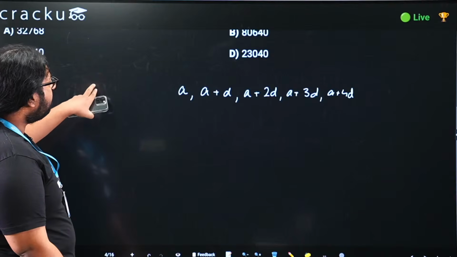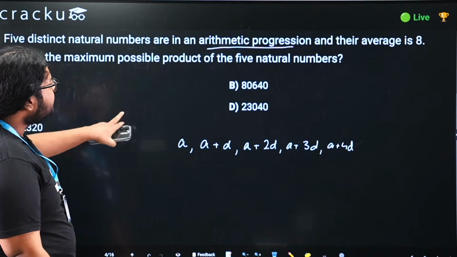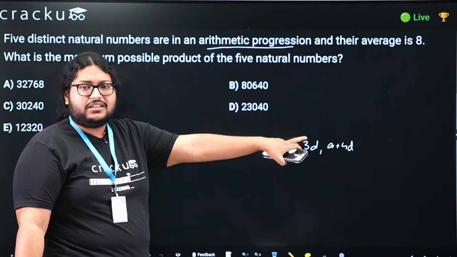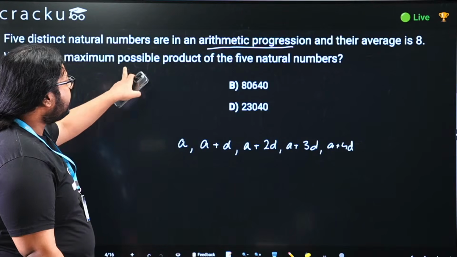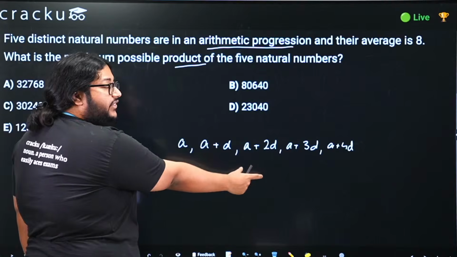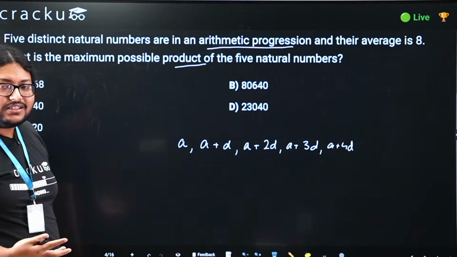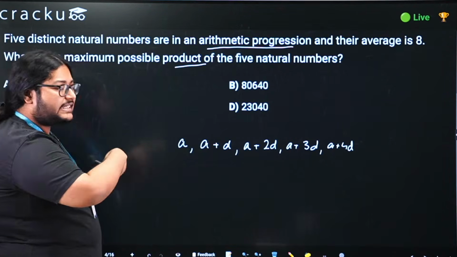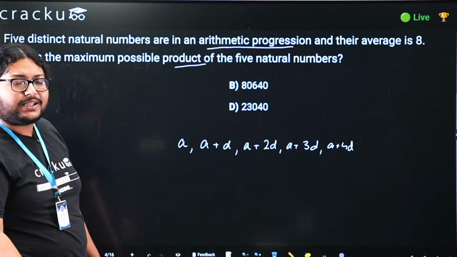But one thing to note here is, look at the question. The question says average is given to be 8. Average is given to be 8, and then we figure out the product of the numbers. So multiplying these 5 is actually pretty difficult, right? Each of these terms, there's nothing in common. It will be a very complicated expansion.